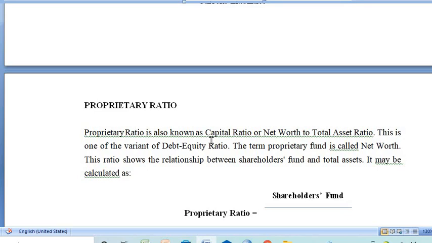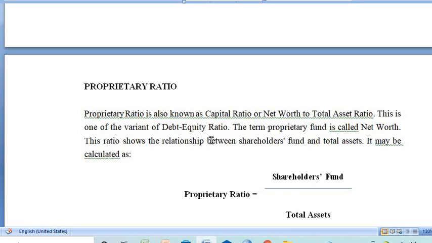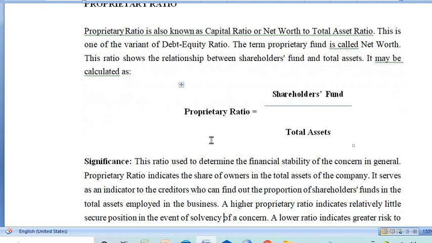Proprietary ratio is related to the proprietor of the business, that is, the investor of the business. Here we are going to find a relationship between the shareholder fund and the total tangible assets. This ratio is also called the capital ratio, net worth ratio or total asset ratio. So how the total asset is related to the internal liability of the business, for that purpose we compute this proprietary ratio.